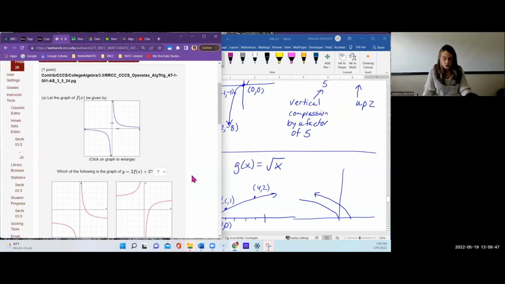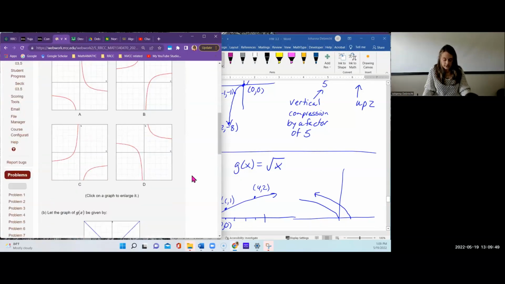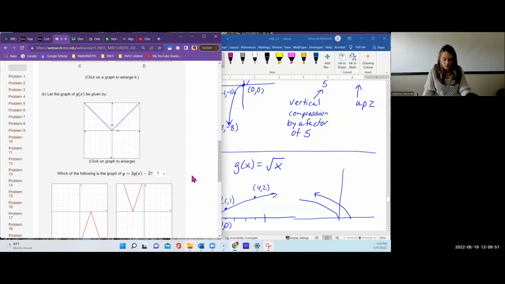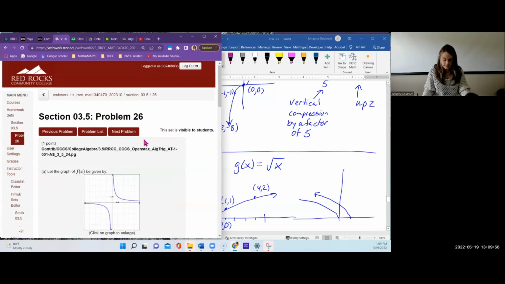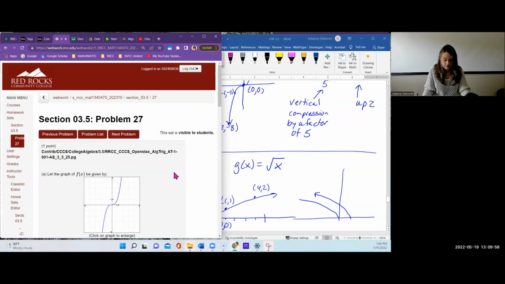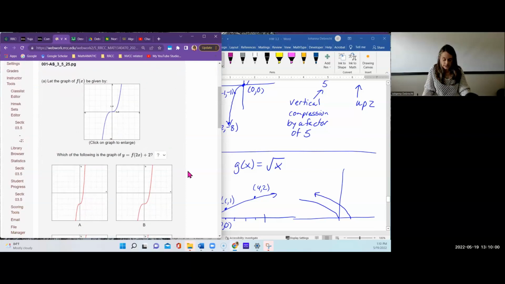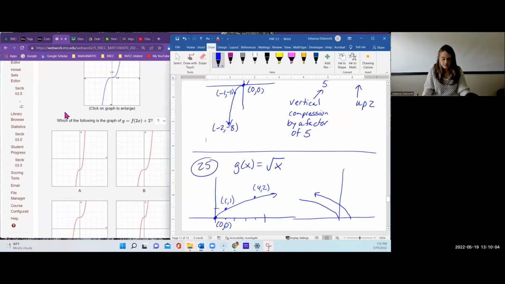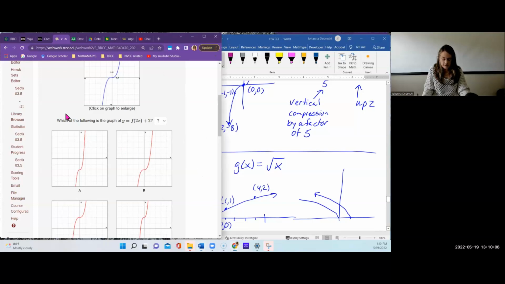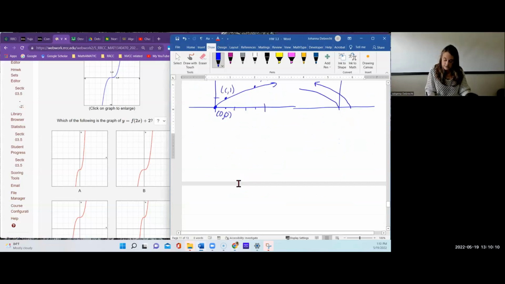I will leave you to do the next problem, number 26, on your own, since it's similar to what we've been doing before. Let's look at number 27. On 27, let's go ahead and take a look at it. Well, I guess we could look at 26. No, 27 is better. It's going to be a little bit more difficult.